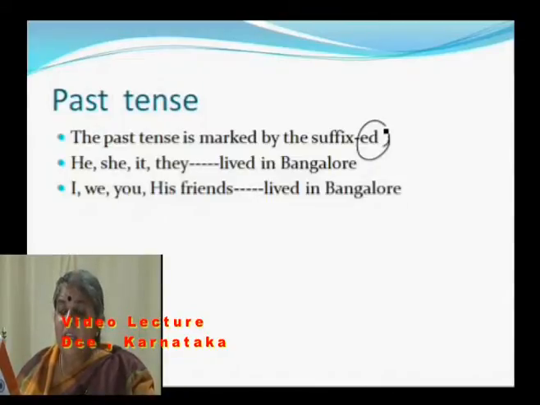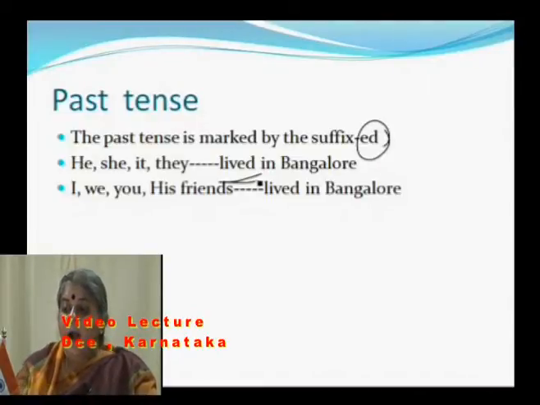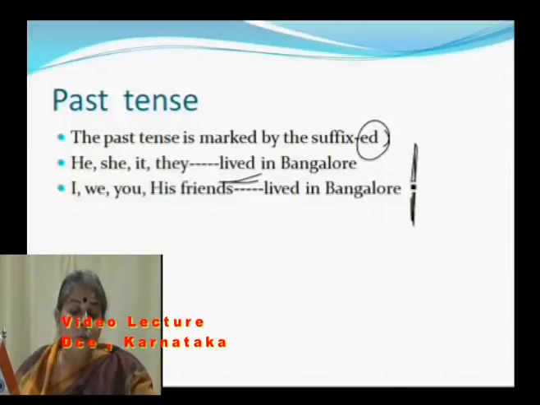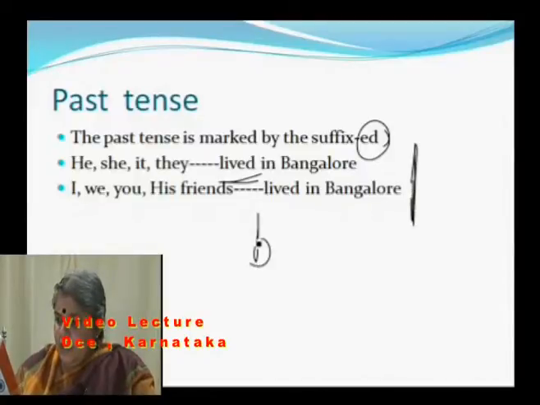He, she, it, they lived in Bangalore. There is no change. I, we, you, once again they, I have written as his friends, lived in Bangalore. In both the cases there is no change at all. I have here used a regular verb. If I use the word, let us say irregular word, bought.